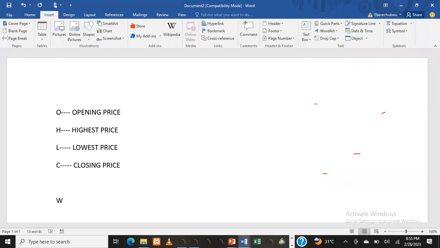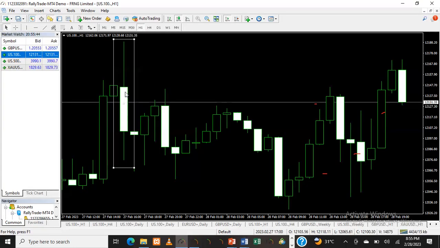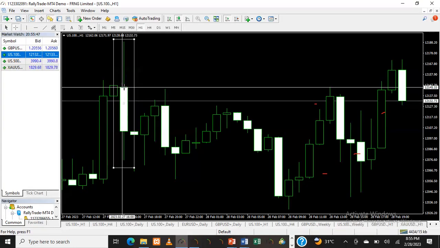Call that long line a wick or shadows in forex. So when you see that long rejection, this is known as a rejection in the market. When you see this long line, you call it a wick or a shadow.